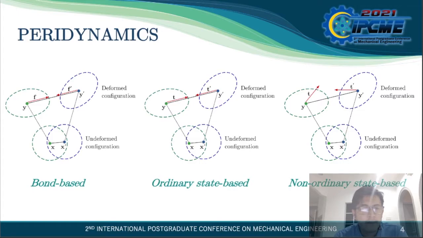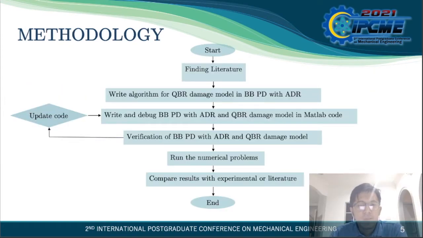And in the last one, for non-ordinary state-based peridynamics, the deformation of material points develops unequal force densities, also in arbitrary directions. So if you can see from the figure, you can have a clear view of the differences between these three kinds of peridynamics. So this is the flow chart of the study.